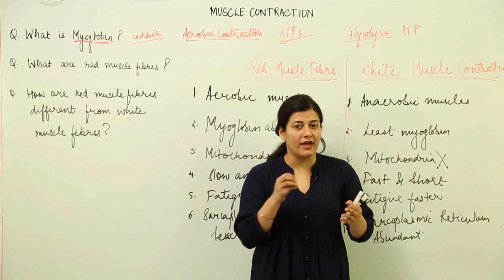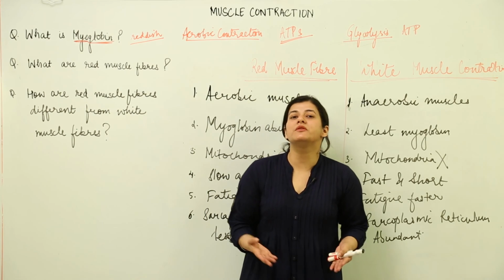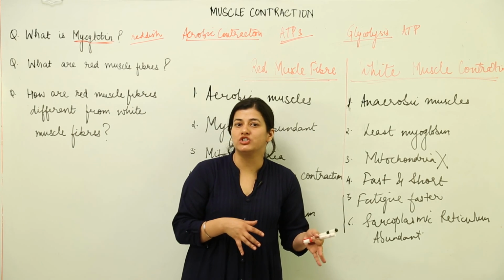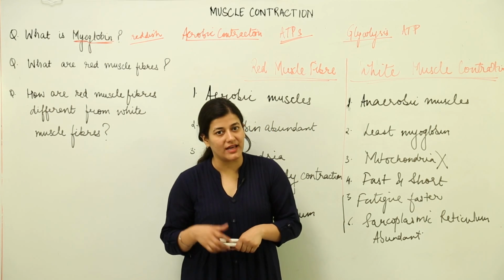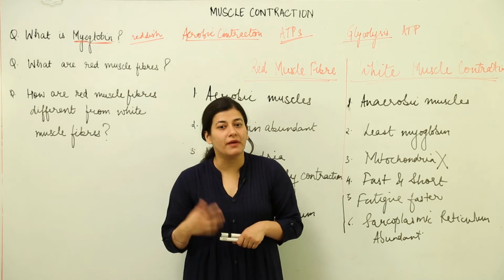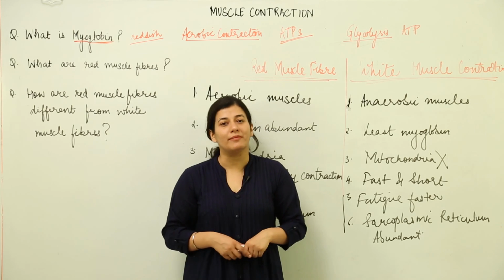So these are the points of difference that you have to remember, and for understanding you just have to remember that myoglobin, wherever it is present, would be responsible for aerobic respiration, and for aerobic respiration the ATPs that would be generated as a result of the oxidative phosphorylation process that takes place inside mitochondria, those ATPs would bring about the contraction.